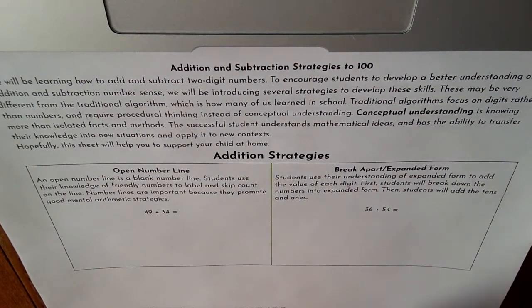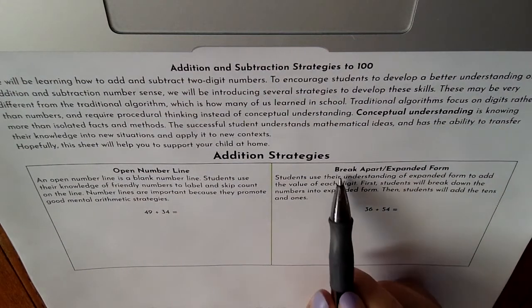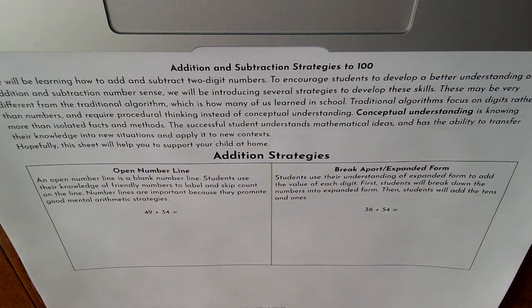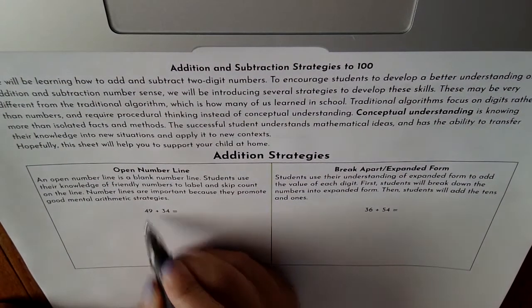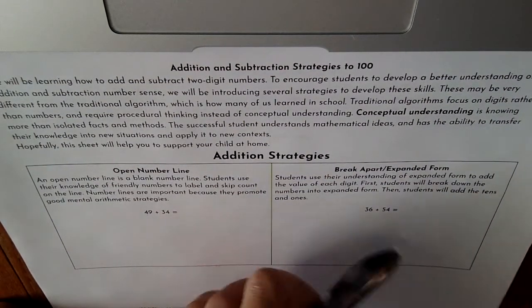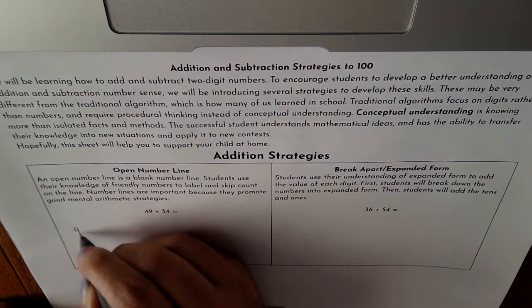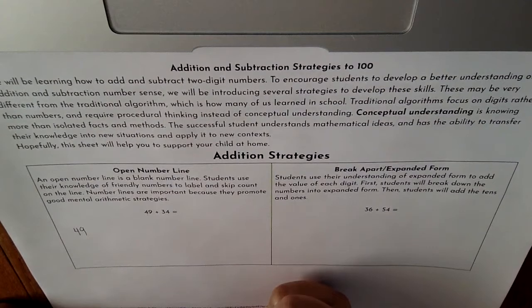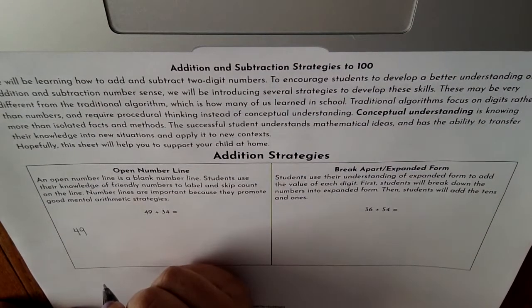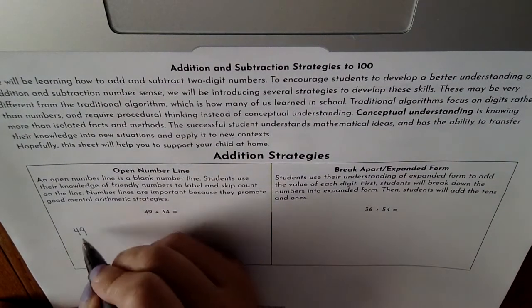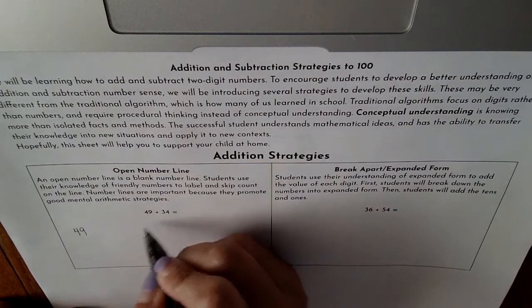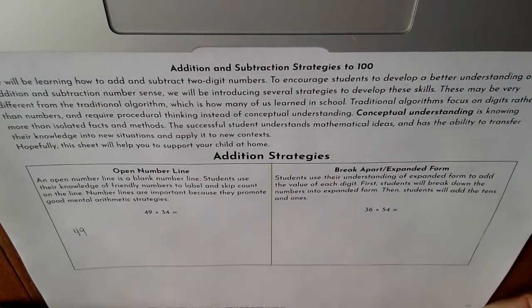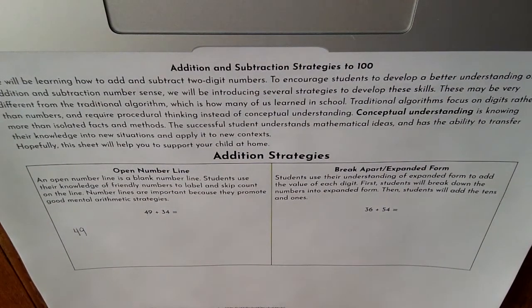an open number line, and then I will solve this equation using the split method, break apart method, or the expanded form method. We start at the bigger number usually for adding because it makes more sense. So an open number line starts at 49. You get to decide what friendly number you jump by. You can split this number, you can jump by ones, 34 jumps, which seems rather silly now that we know how to skip count by 5s, 10s, and 2s.